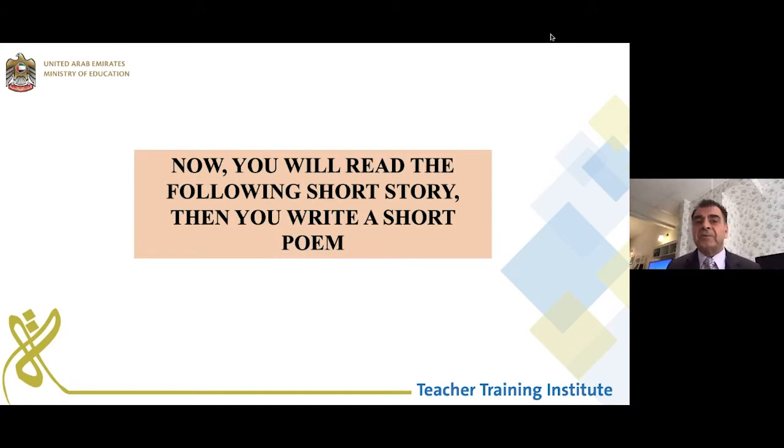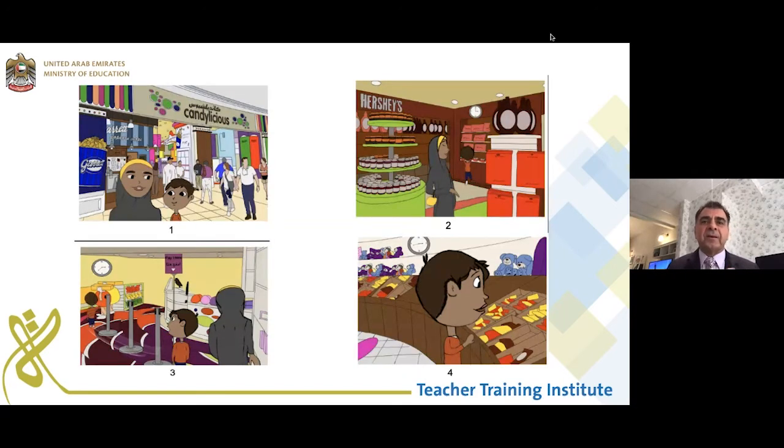Okay. Now you'll be able to read the following short story, then you write a short poem. Okay. Now, as I said earlier, if you have any particular handout next to you, you can look at these 4 scenes. There are 4 other scenes, and then take some notes of each scene. After students had taken some notes, they can try to write a poem. Of course, the verse per scene is probably enough.